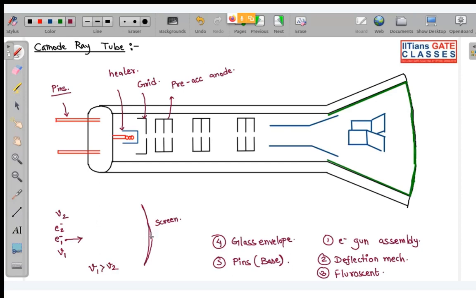The moment an electron hits this particular fluorescent screen, there is electroluminescence. You can say there is light produced. So which of the electrons is going to produce more fluorescence? Electron 1 or electron 2? Yes, very good. Why 2? Obviously it is going to be 1. Why 1? Because that electron has more energy.